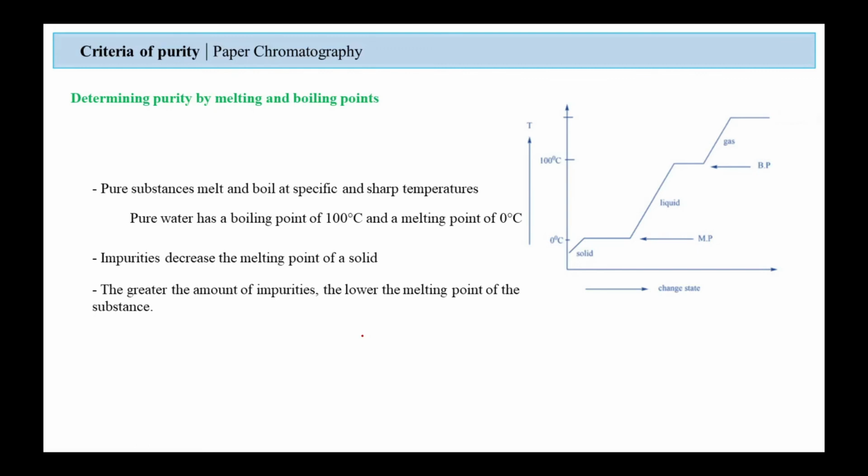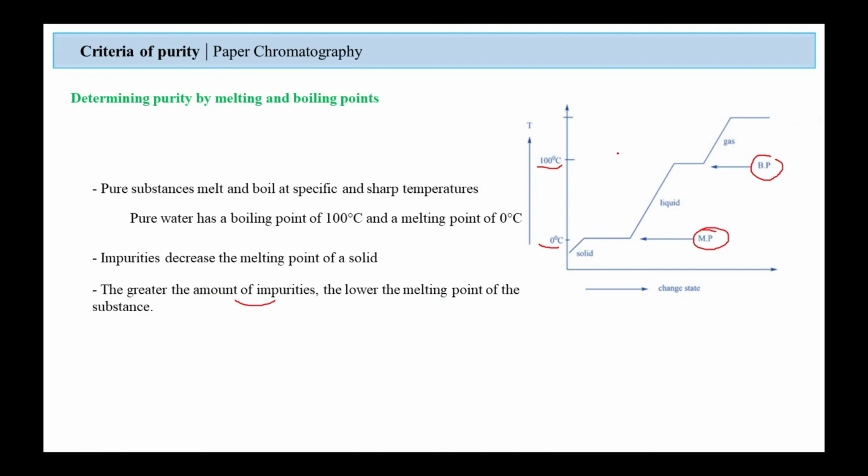Purity can also be determined by using the melting and boiling point. A pure substance melts and boils at a specific, sharp temperature. For example, pure water has a melting point of 0 degrees Celsius and a boiling point of 100 degrees Celsius. If the substance is impure, the melting point will decrease. This is because the impurities in a solid disrupt the repeating pattern of forces that hold the solid together. Therefore, a smaller amount of energy is needed to melt the solid. So the greater the amount of impurities, the lower the melting point.